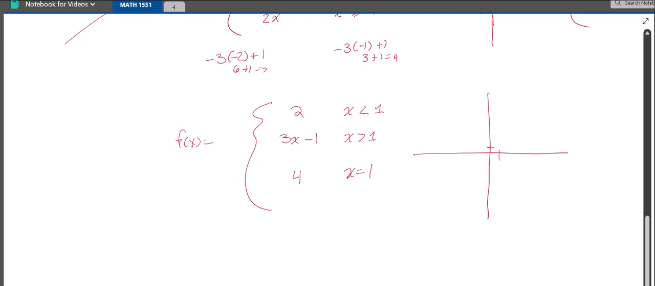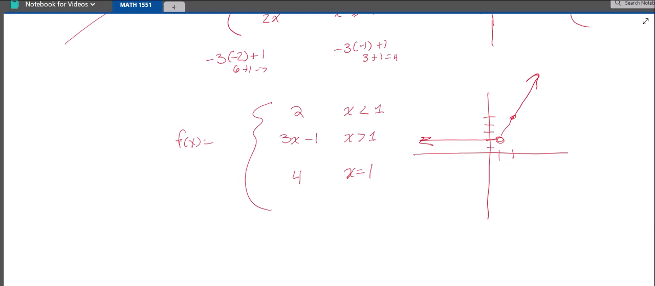So x less than 1, it equals 2. For x greater than 1, it's 3x minus 1. So I'll plug in 1, and when I plug in 1, I get 3 minus 1 is 2, but it's an open circle because there's no equal sign. It's a line, so I need one more point. I'll plug in 2, and I get 6 minus 1 is 5. So it's like that. And then I have this last bit, at x equals 1, the value of the function is 4. So I put a solid dot right there.